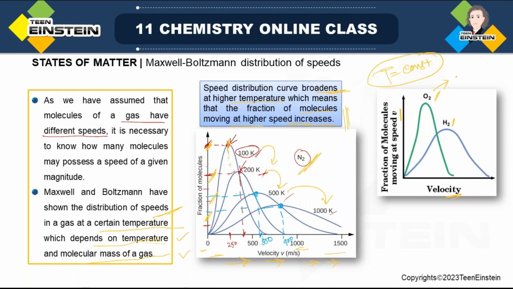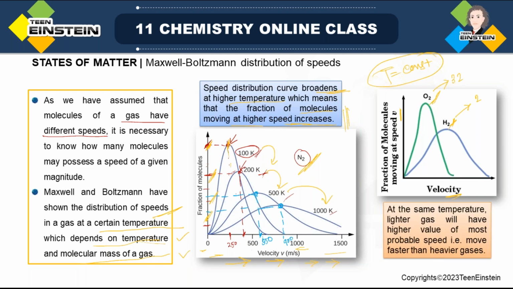So here mass is different. Here it is 32 molar mass, and hydrogen, it is 2. So molar mass is less for hydrogen, and for oxygen it is high. So you can see the nature of the curves is completely different, provided temperature is fixed. So at the same temperature, the lighter gas, in our case hydrogen, will have a higher value of most probable speed.